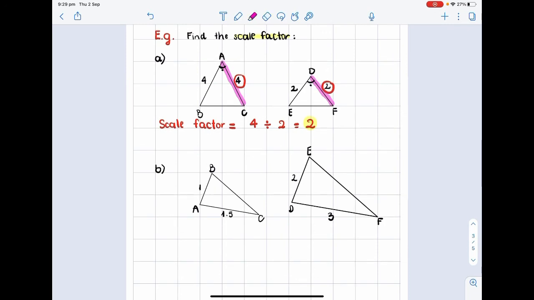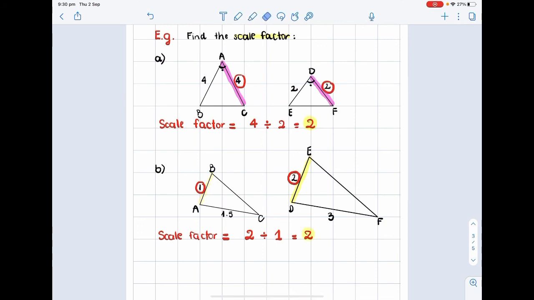Now question B, we will need to find the scale factor of these 2 triangles. So step 1, use a pair of matching sides. I have side BA matching up with ED, so I can use this pair. Now AB is 1, DE is 2. So scale factor is equal to the larger number divided by the smaller number. The larger number here is 2 divided by the smaller number here, which is 1. 2 divided by 1 is 2. So 2 is the scale factor.